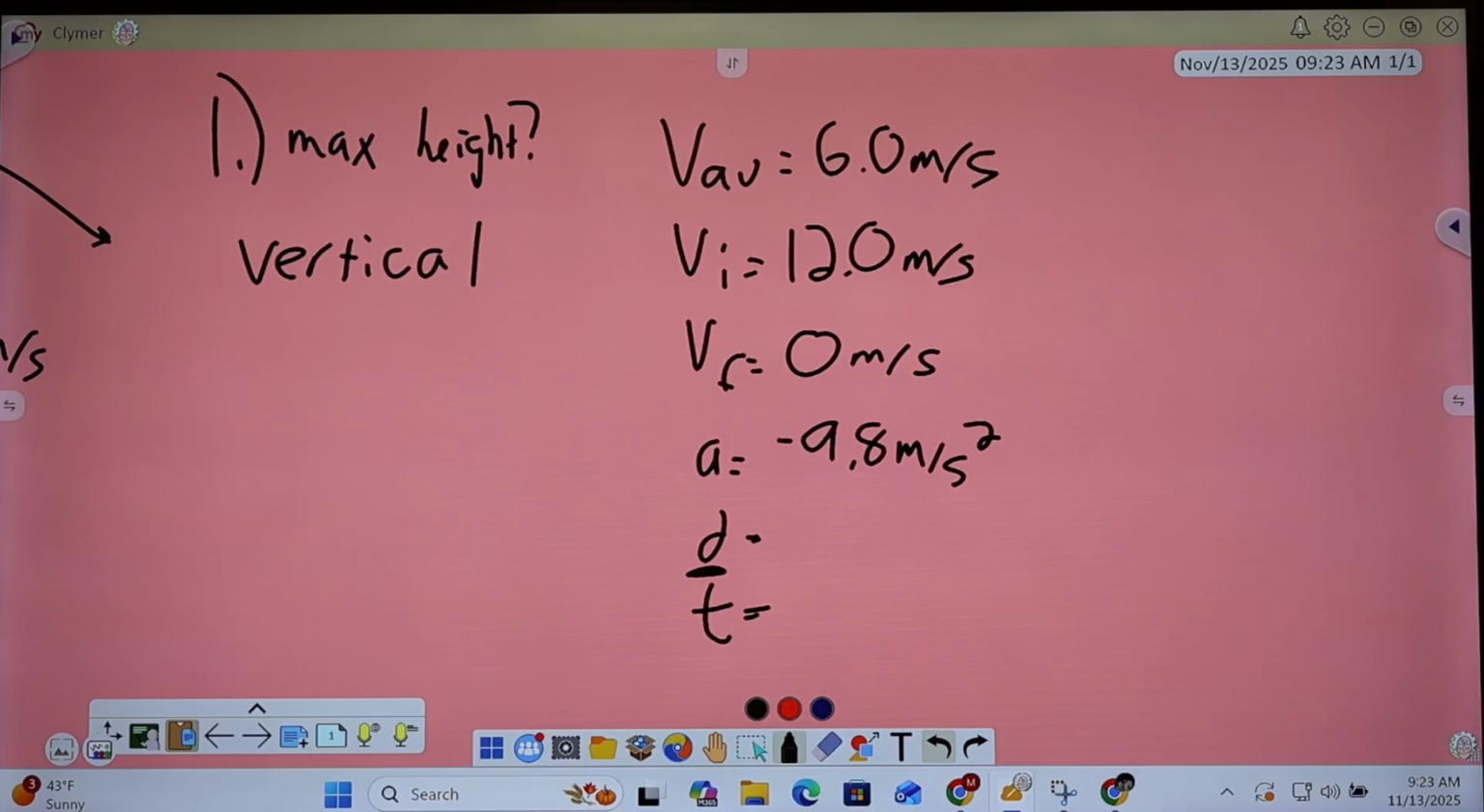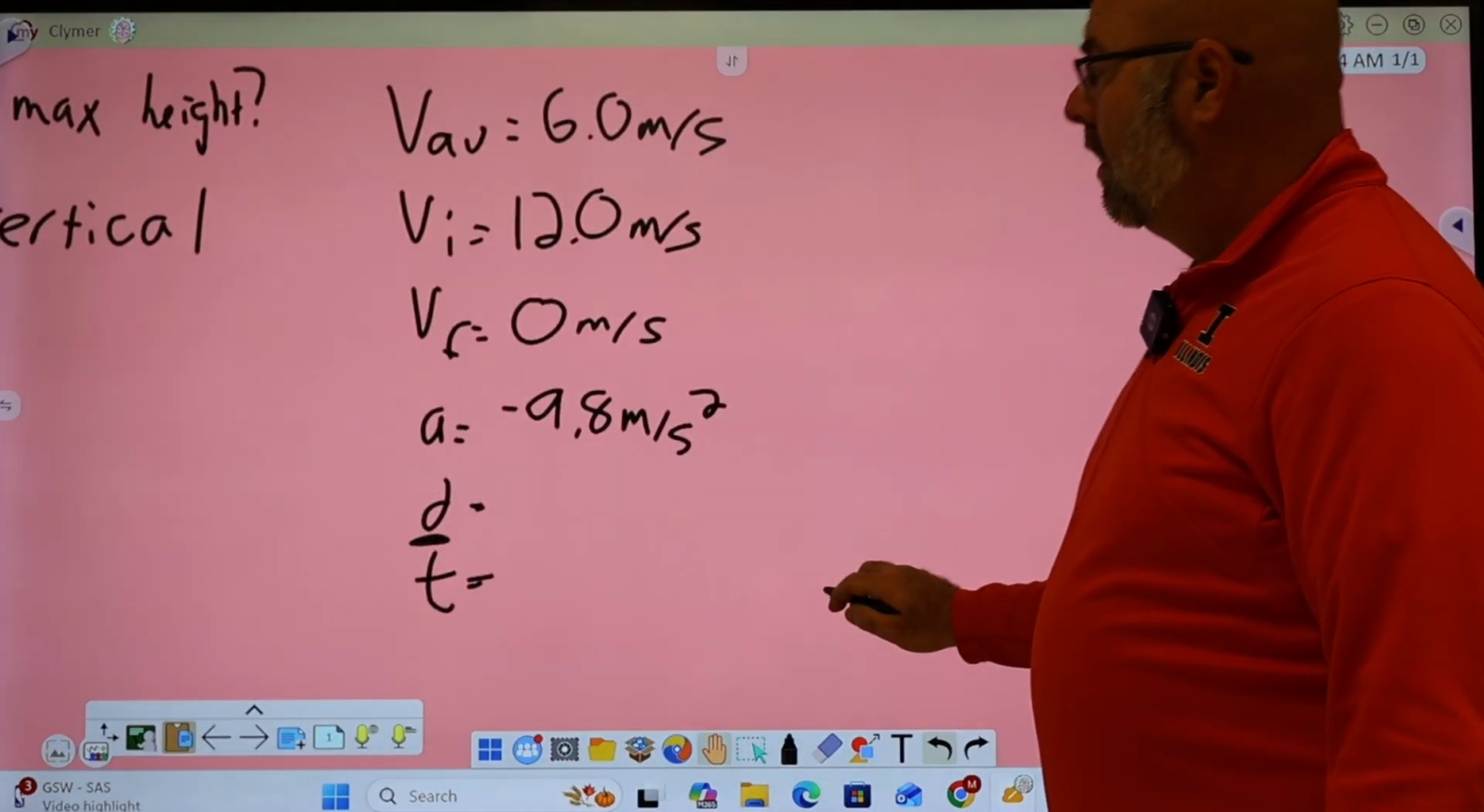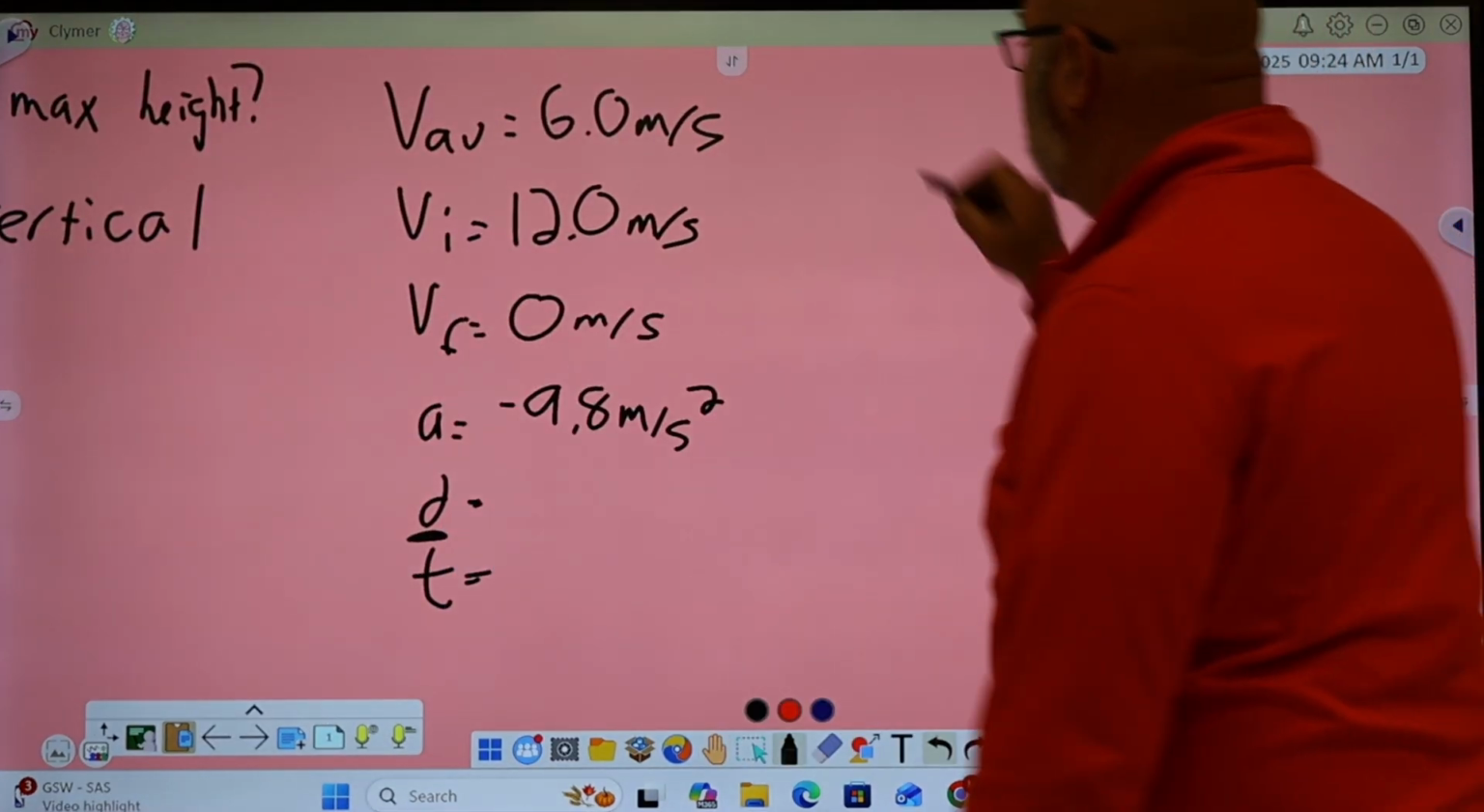So could you solve for this? Yes. You could find time. We're just not asking for that. Right? So it would not be wrong, and you're going to get the same answer, but you're just going to do extra work versus choosing the right equation to begin with. So let's write that one down.